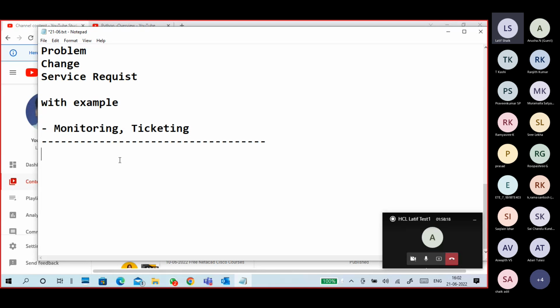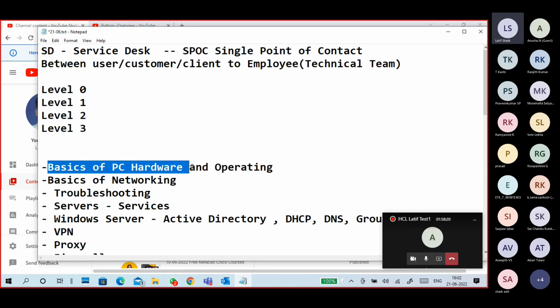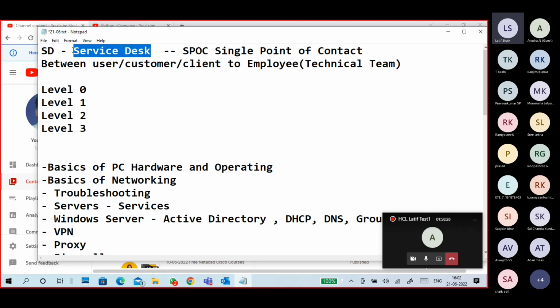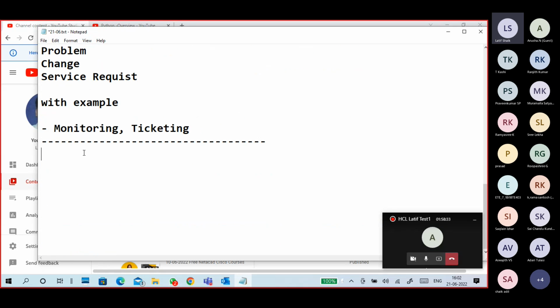So first one is the basics of hardware and operating system, and also, if possible, I will search again about what is service desk, what is customer kind of stuff also. Okay. So first of all, we have to start with the basic PC.